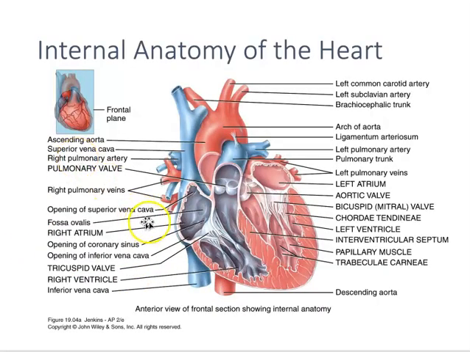And then if we take a look inside, here we have a better view of the atria, the right atrium, left atrium. You'll notice there is a valve that separates the atrium from the ventricle on either side. The valve on the right side is either called the tricuspid valve, or you can call it the right atrioventricular valve. Either term is correct.